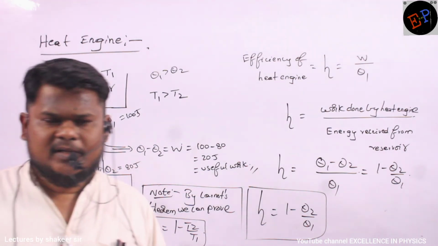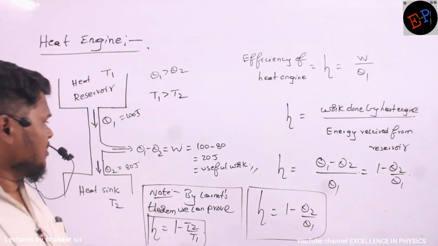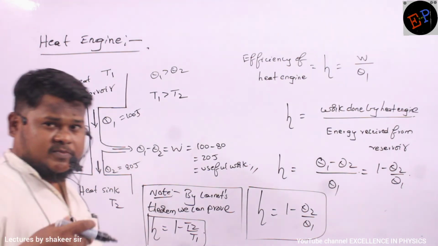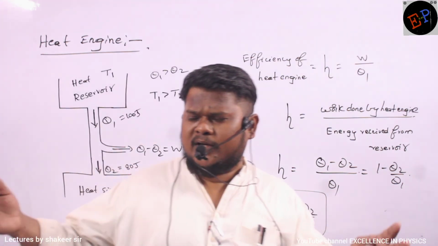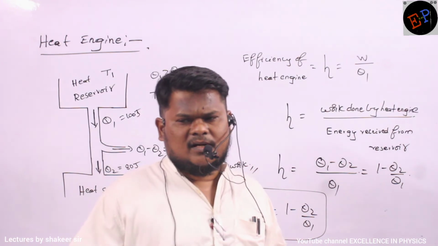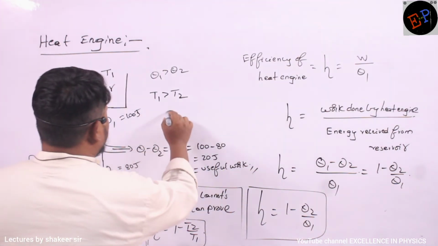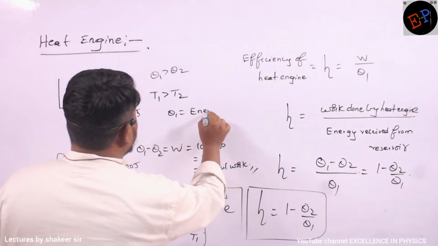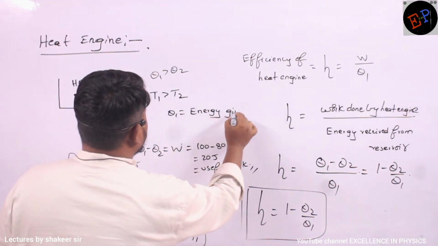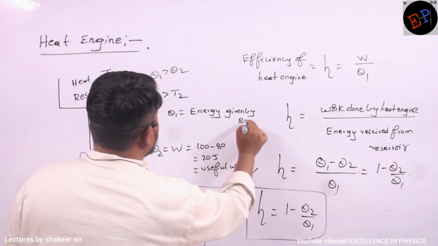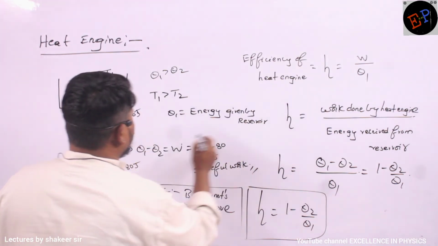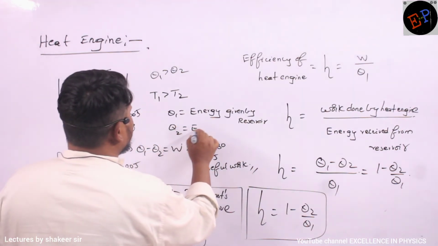That's it. And we are not going into much detail of what is meant by reservoir, what is meant by sink. There are very elaborate definitions. You need not understand all those definitions, okay? Just remember up to here. So, Q1 is what? Q1 is energy given by the reservoir. Q2 is what? Energy rejected to the sink.